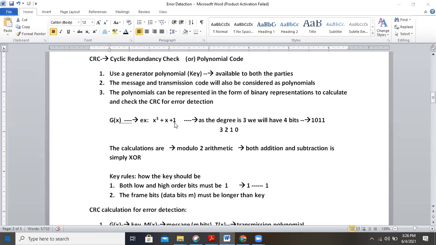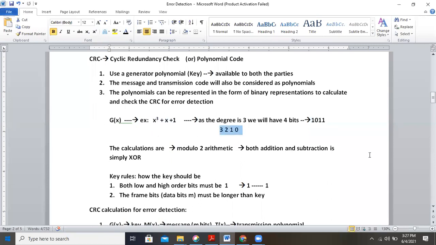I can represent it as 1 0 1 1. So any equation we can convert in this way. Any polynomial we can convert into a binary representation like this. For whichever power is available in the polynomial, we take the constant value as 1, and for whichever power is not present, we take it as 0. In that way we represent the polynomial.